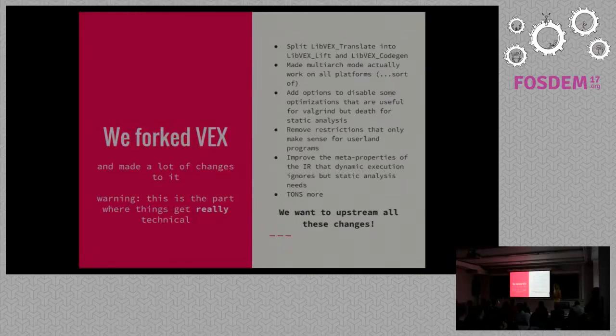So what we did is we split it into two functions, lift and codegen. There's still the libvex translate function that just calls one and then the other. We've made sure to maintain all the interfaces, so theoretically you could just merge these in Valgrind and we could still totally continue working. I haven't tested this, which means it's broken.